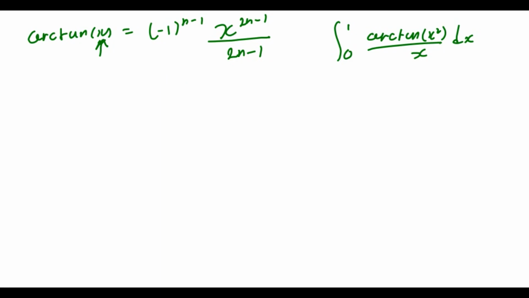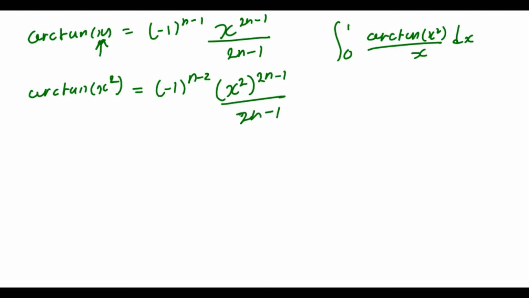So what happens is that on this same series, for me to write arctan x squared, for simplicity, I'm going to write minus 1 to the power n minus 2, while you have x here, substitute with x to the power 2, you close the bracket, then you have 2n minus 1 divided by 2n minus 1. So this ends up giving you minus 1 to the power n minus 2, then x to the power 4n minus 2, divided by 2n minus 1.